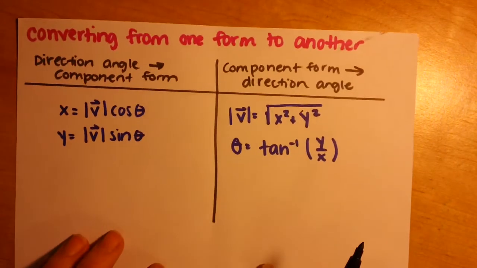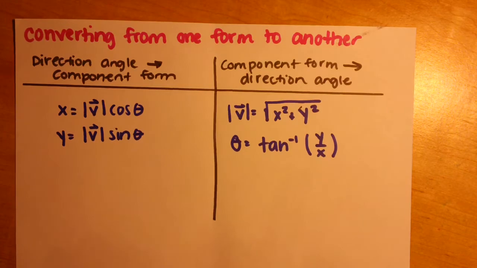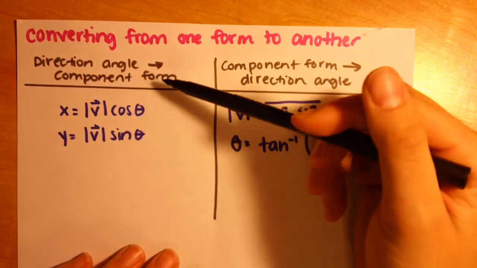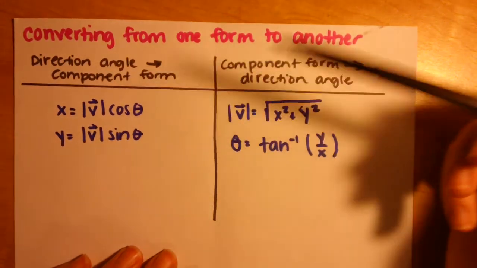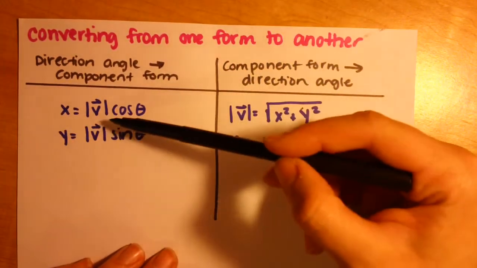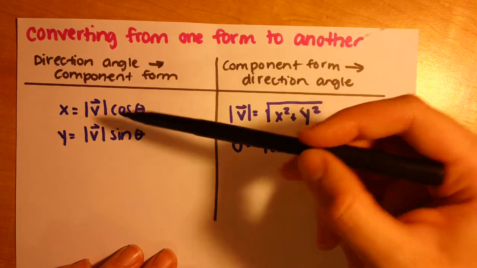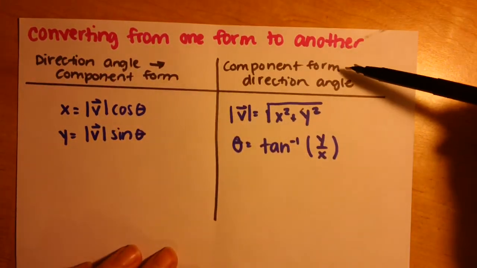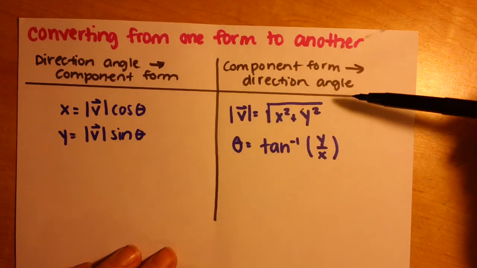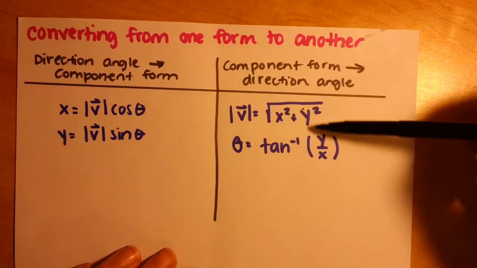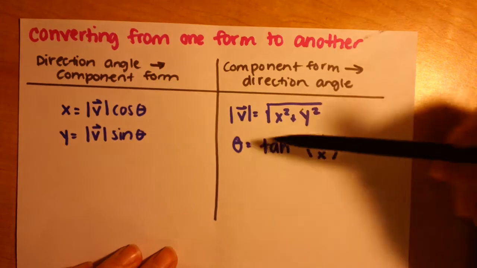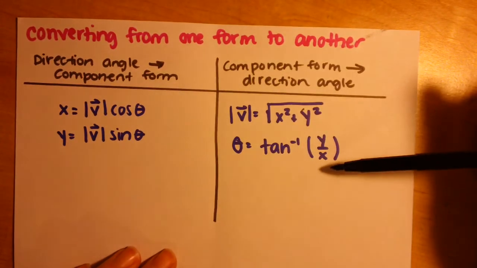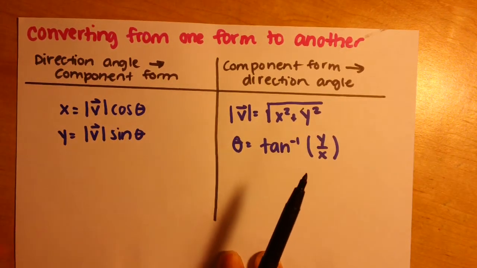So now, what if I want to convert from one form to another? This is just a nice chart to kind of get us seeing it. We want to convert from direction angle to component form like we started at the beginning. We know x is our magnitude times our cosine of the angle, y is our magnitude times our sine of the angle. Going the other way from component form to direction form like we just did, our magnitude is the square root of x squared plus y squared. And our theta is going to be tangent inverse of y over x. Okay?